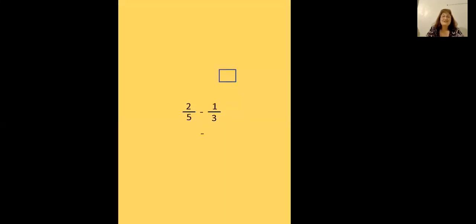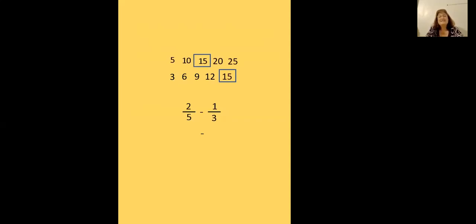Now let's try one with subtraction. Subtraction is the same thing. We have to find the lowest common denominator of 5 and 3. 5 times 1 is 5. 3 times 1 is 3. 5 times 2 is 10. 3 times 2 is 6. 5 times 3 is 15. 3 times 3 is 9. 5 times 4 is 20. 3 times 4 is 12. 5 times 5 is 25. And 3 times 5 is 15.